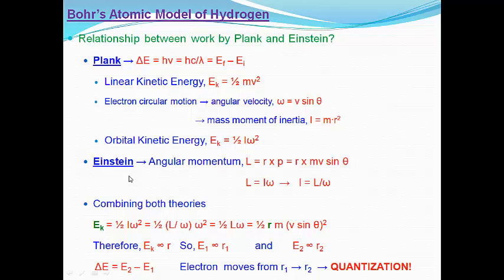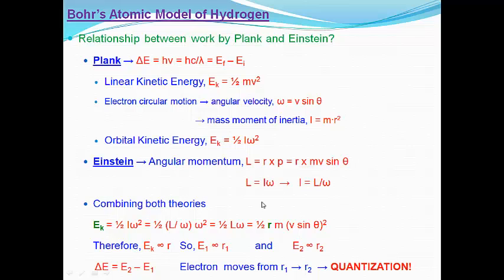And then, if we consider what Einstein says about angular momentum, L is equal to r times p, which is equal to r times mv sine theta. And then we can actually incorporate this idea of mass moment of inertia into our equation. We're just playing around with it. I don't want you to know all of this, by the way. I just want you to conceptually understand what we're getting at, where the angular momentum is now equal to the product of the mass moment of inertia and the angular velocity.